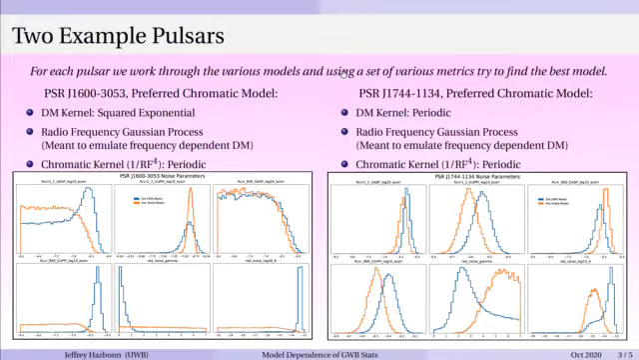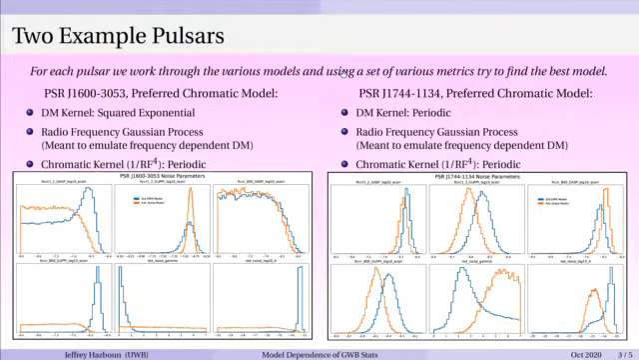And I'm just going to jump in with the results here, and we can go into the details. If you are interested in working on this, or at some other point, please ask me about the details of how we do this and the various different models that we're using. But I think the proof is in the pudding. And so I just wanted to show 2 example pulsars.